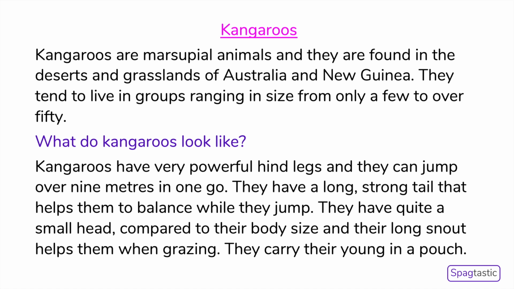Then we have a subheading, What do kangaroos look like?, which is coloured purple, so the reader knows that in that section they will learn about a kangaroo's appearance. Kangaroos have very powerful hind legs and they can jump over 9 metres in one go. They have a long, strong tail that helps them to balance while they jump. They have quite a small head compared to their body size, and their long snout helps them when grazing. They carry their young in a pouch.